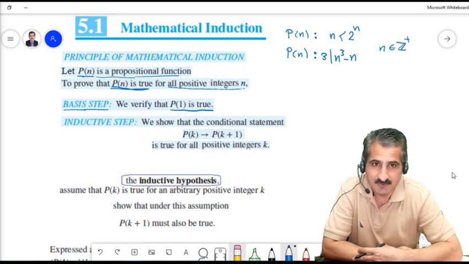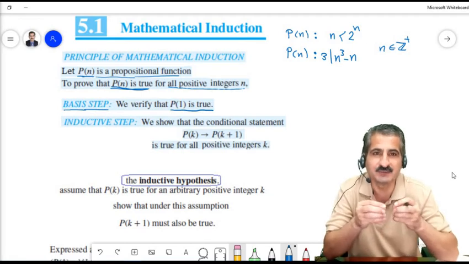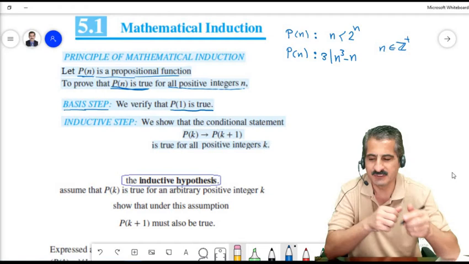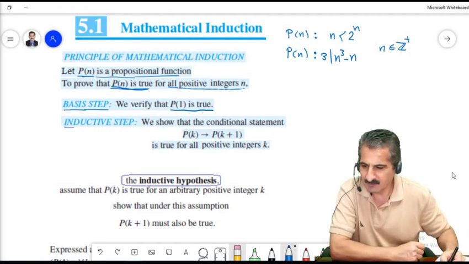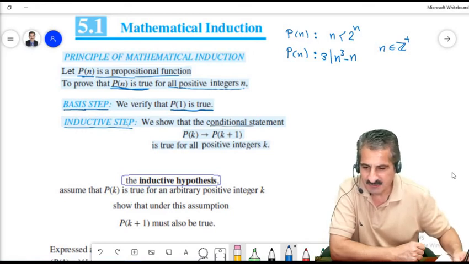Once we do that, this is the basis step. This is the starting point, so we have something to start from: the statement is true at 1. Now what do we do next? We go to the second step, which is called the inductive step. And here it is important to understand. We show that this conditional statement is true for all positive integers k.